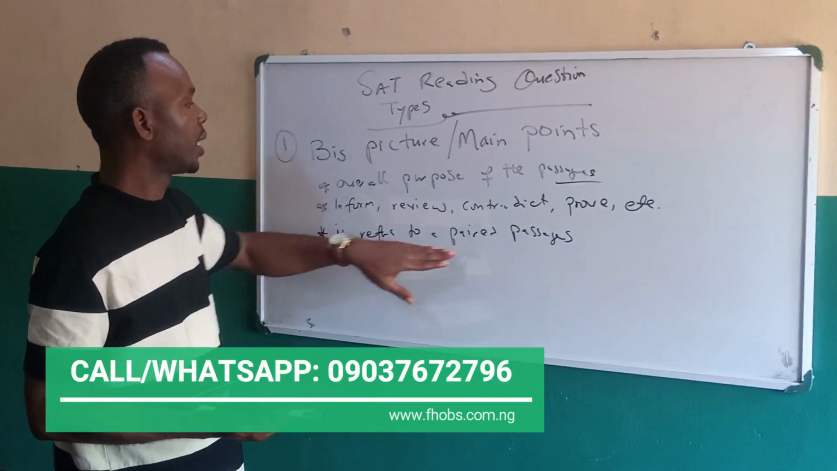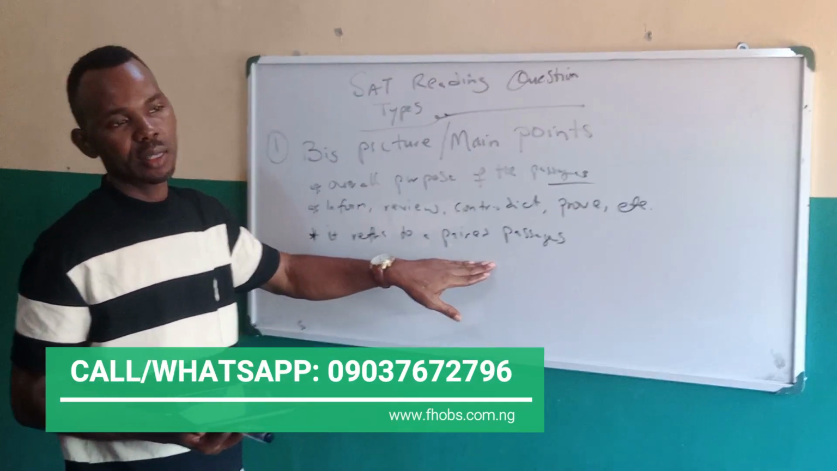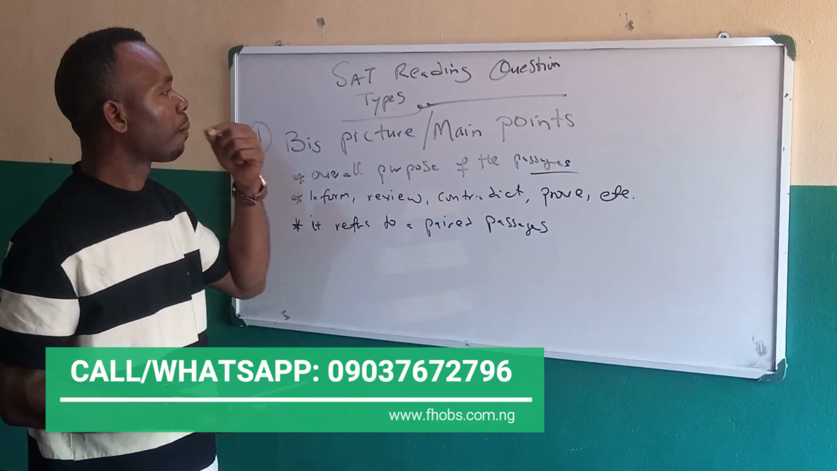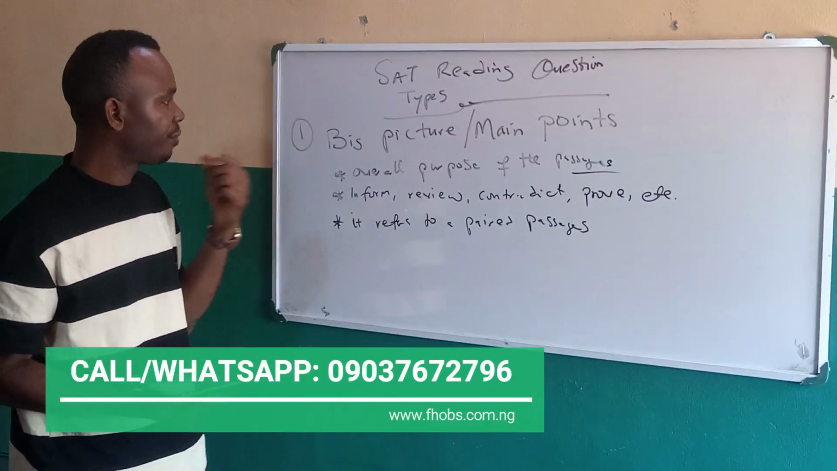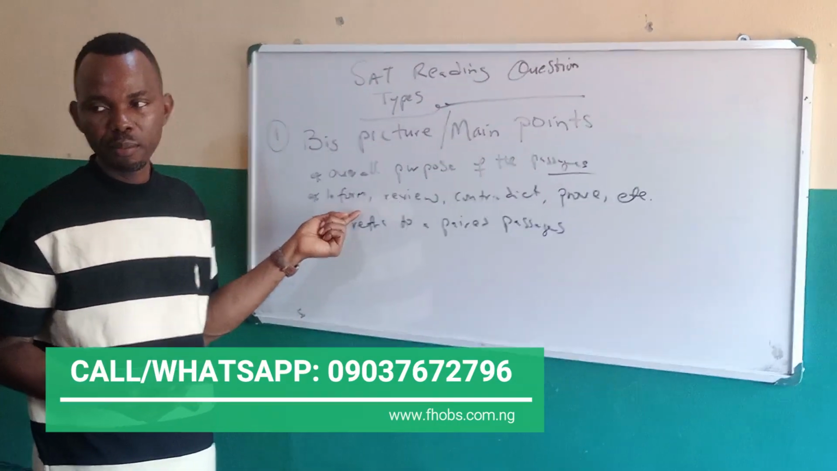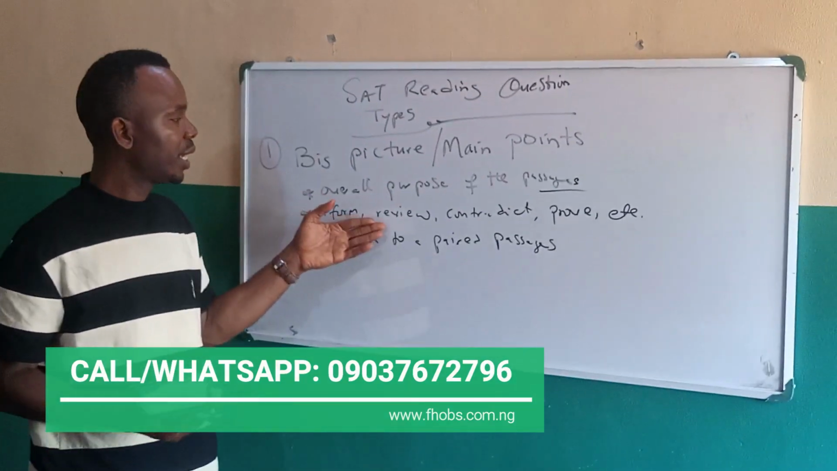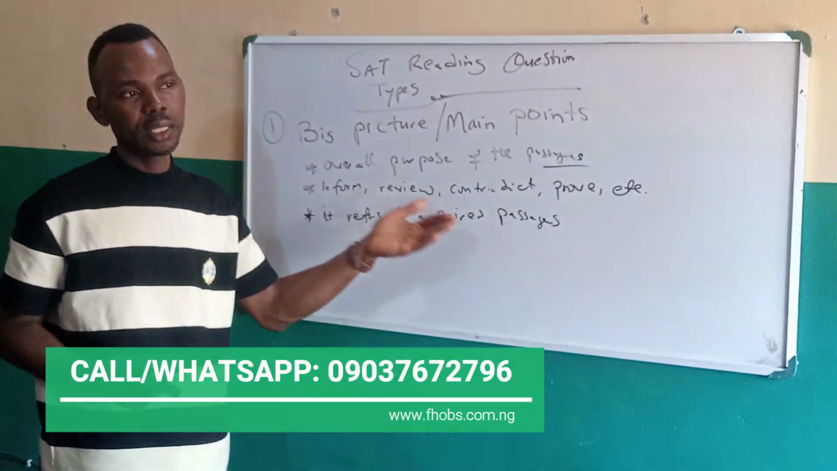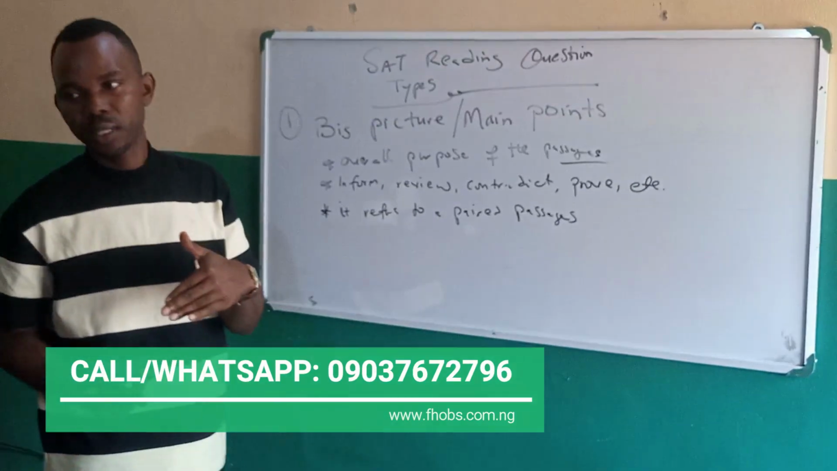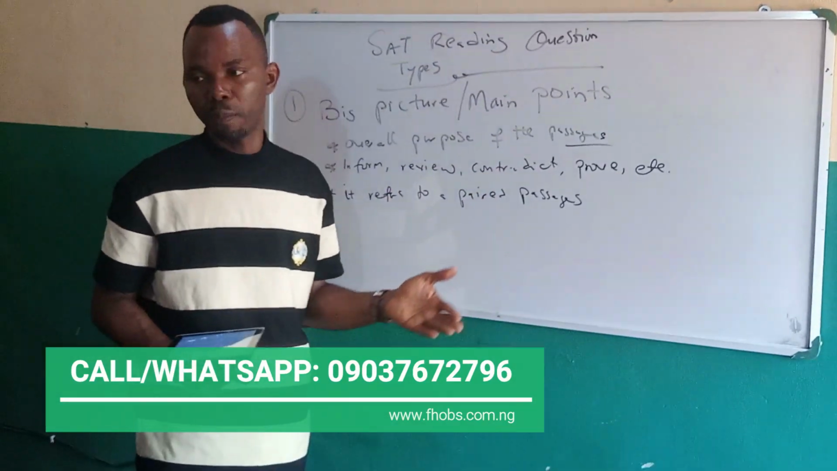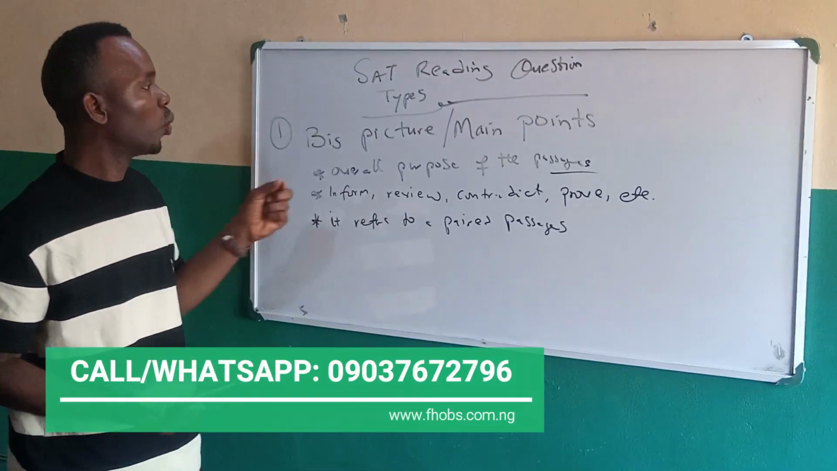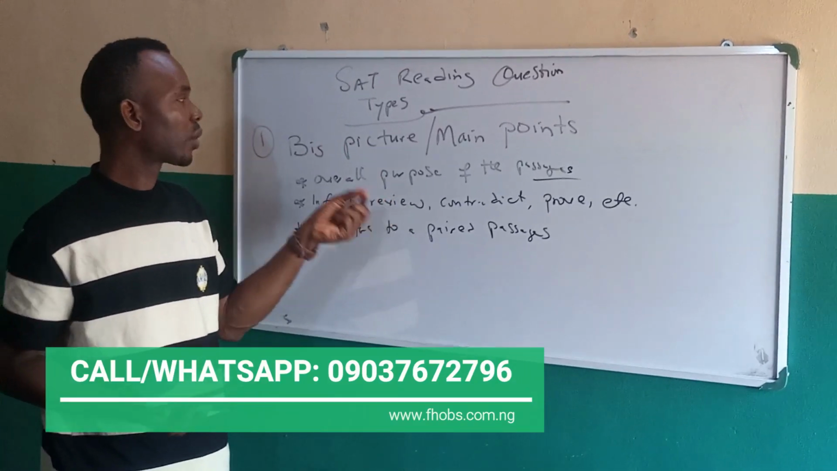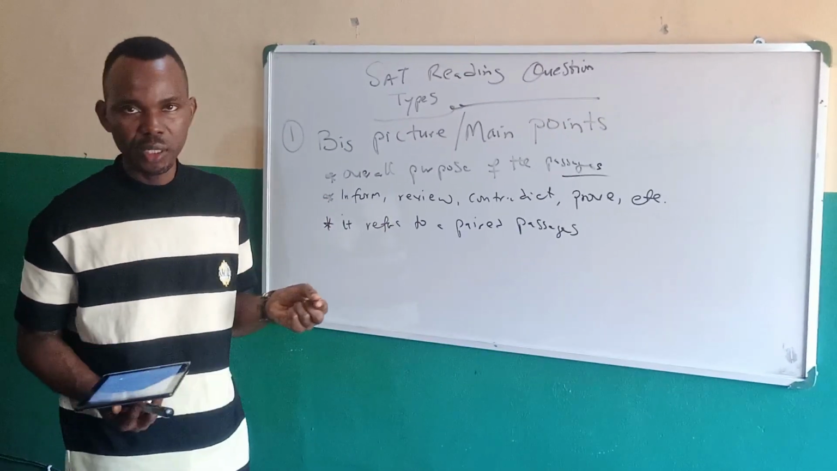Because what happens is that they are going to pair about 2 passages or 2 pieces of information and then ask you a question about it. So when you read that passage, you ask yourself, is this passage trying to inform? Is it trying to pass on information? Is it a review, sort of? Is it a contradiction, like is this passage contradicting what this one is saying? Do you understand? Or is it trying to prove a point? That is the extent to which you need to understand the purpose or the main point or the big picture of any passage. All right?